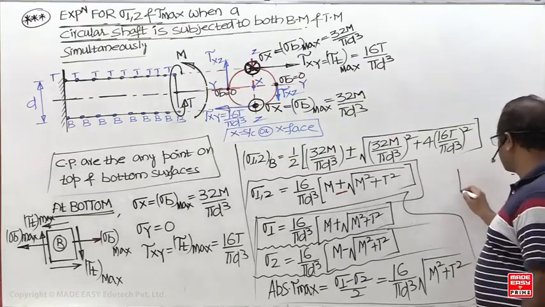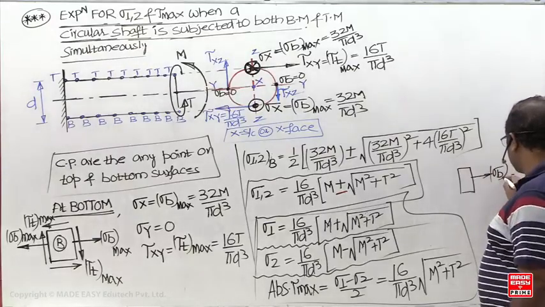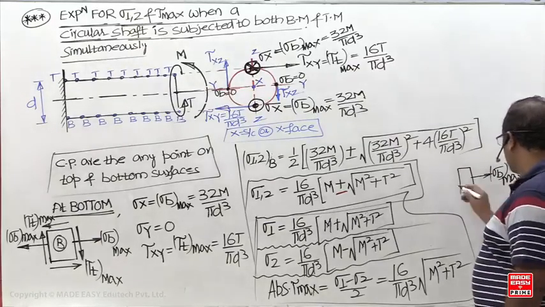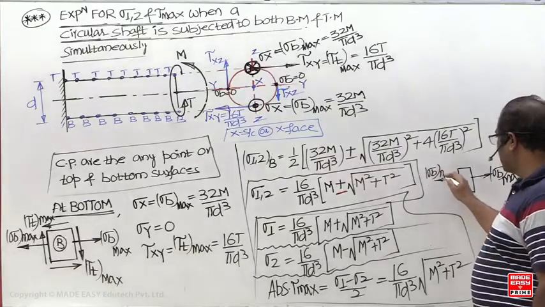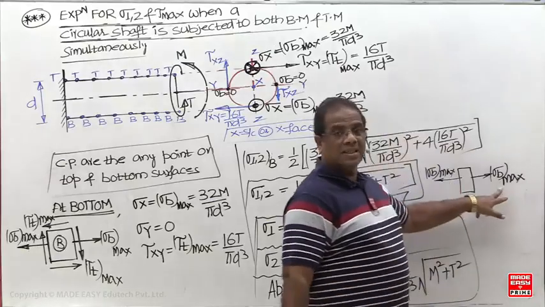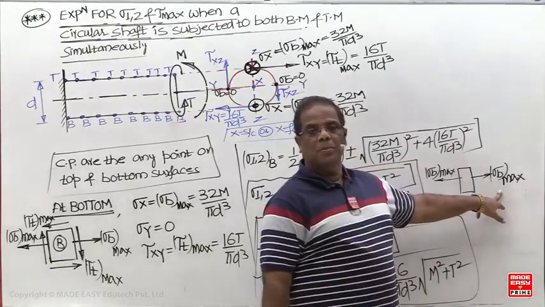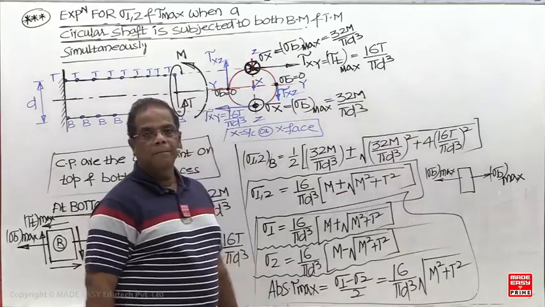Pure bending, what is the state of stress? Only a uniaxial state of stress. You have studied the uniaxial case. So directly sigma 1, sigma b max is 32 M by pi d cube. But check this value now, it is more than 32 M by pi d cube.